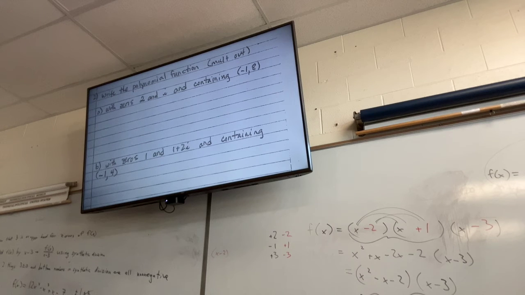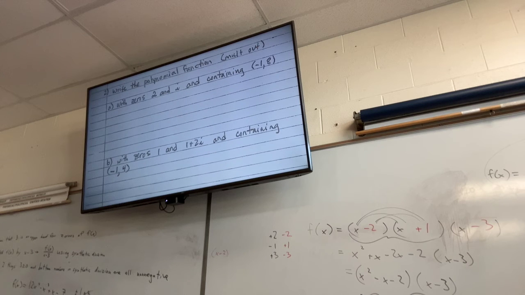So we want to write out the polynomial function. Alright, so we know its zeros. First, let's write down all its zeros. Okay, so let's write down all the zeros. Alright, so the zeros are 2, i, and then there's one more zero. You're going to have one more zero.